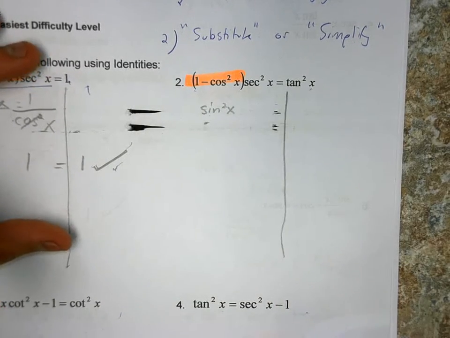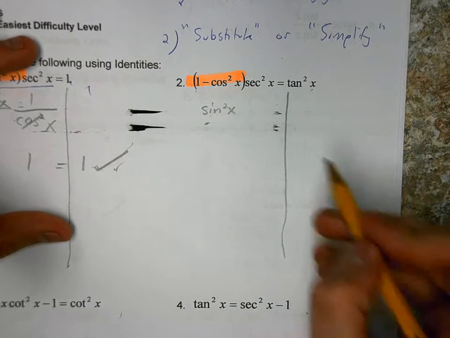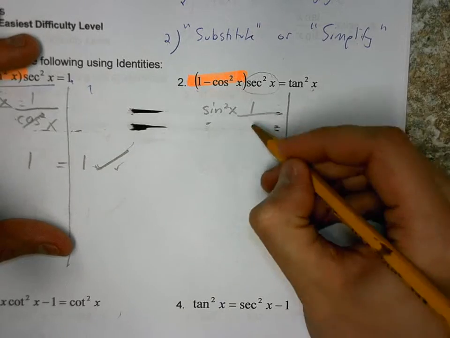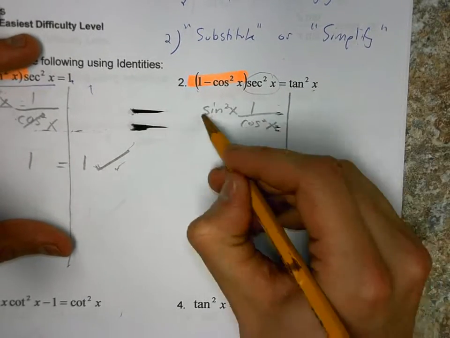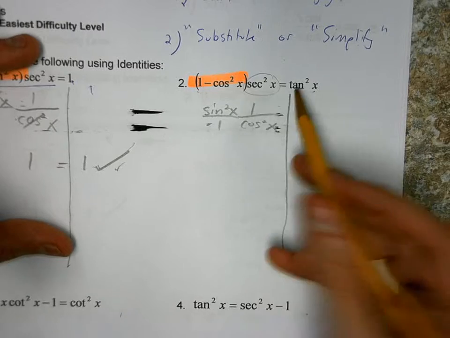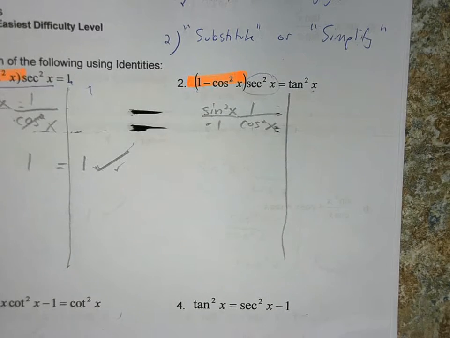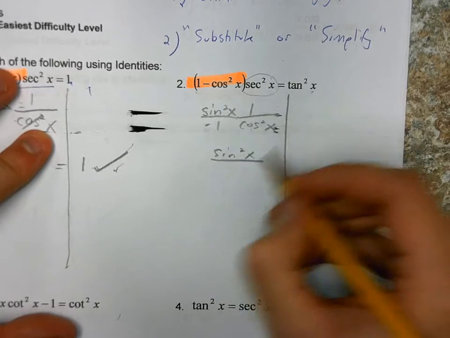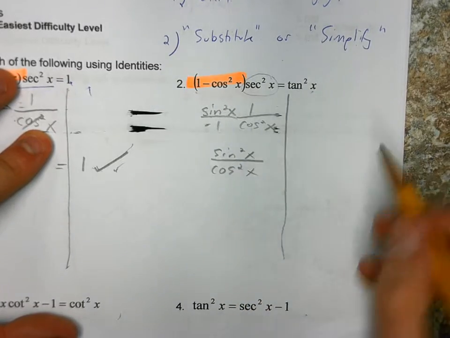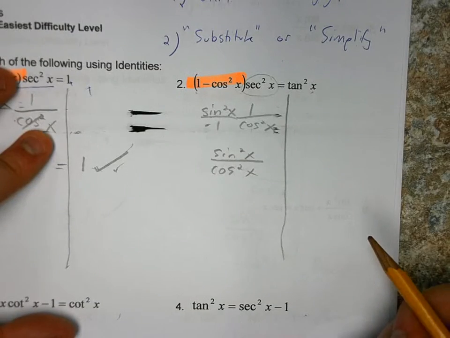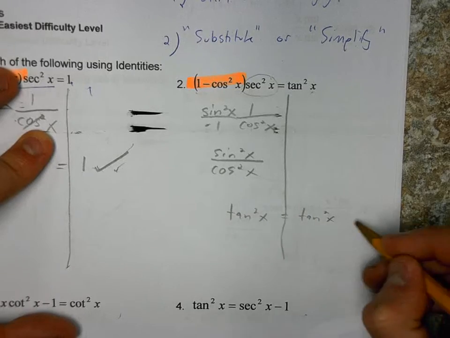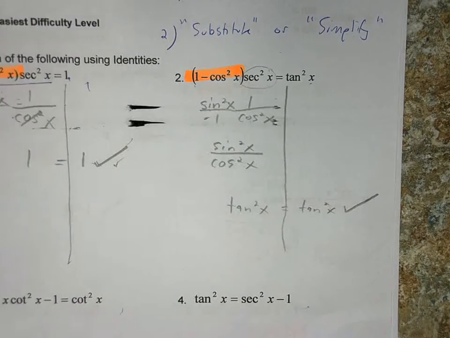And then, Jessica, how could you rewrite secant squared? 1 over cosine squared. Perfect. What's going to happen here? Yep. If you can't substitute, start simplifying. So let's just follow our rules. Sine squared times 1 is sine squared. 1 times cosine squared is cosine squared. And hey, what is sine squared over cosine squared? Tangent squared. We're done with 2 of them. And check it off, because you proved it.